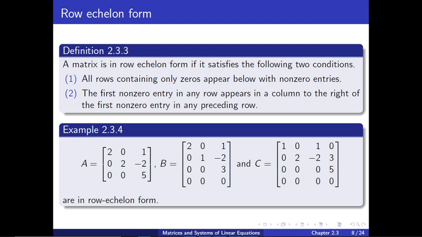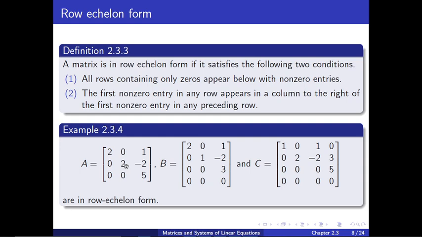But let's look at the second condition. If you look at 2 here, there's no other row preceding it, so the condition is satisfied. Let's look at the 2 here. So this 2 is the first non-zero entry in this row, right?